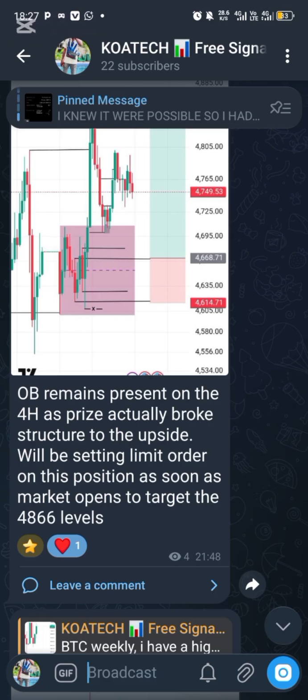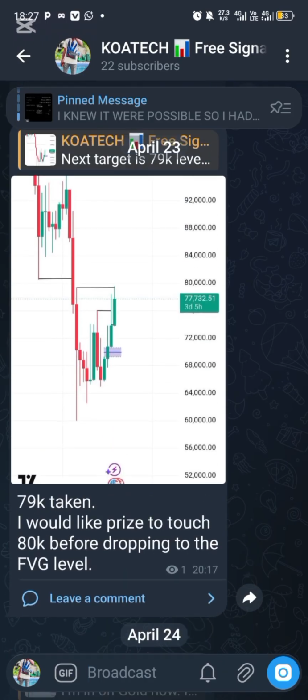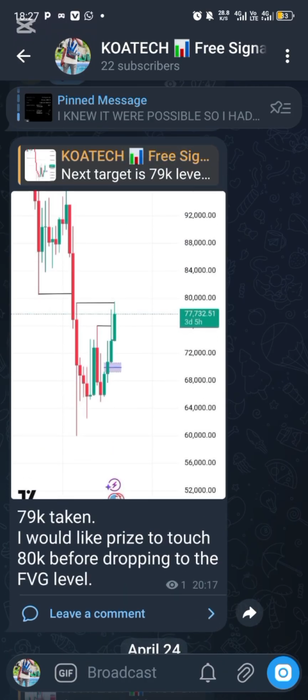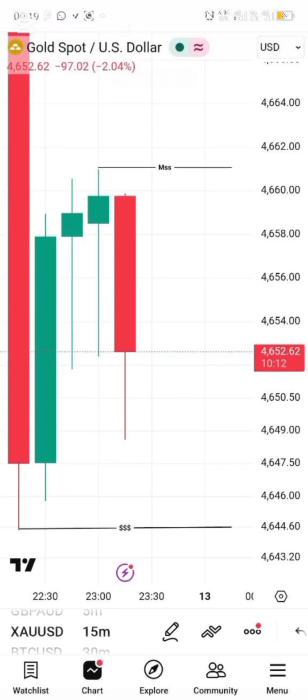But guess what? I did not set the limit order. Rather, I had to wait for confirmation. Now, waiting for confirmation, look at what I wrote here. When price dropped to my POI, this was the POI I was just waiting for, a liquidity sweep and MSS.